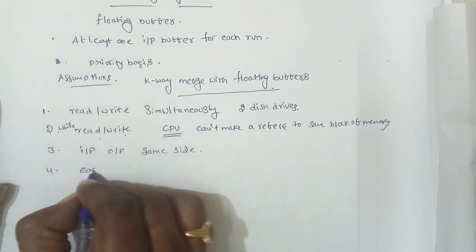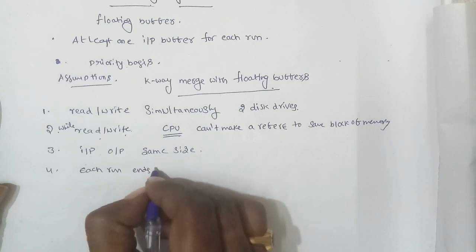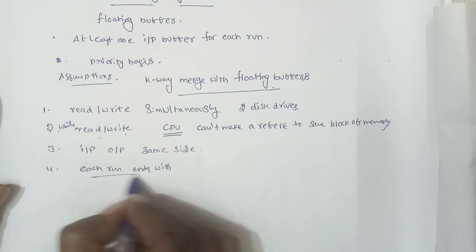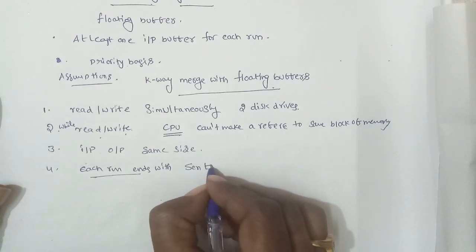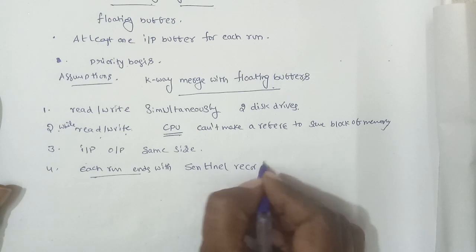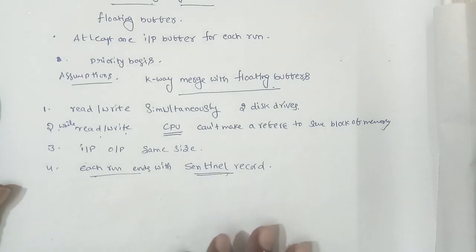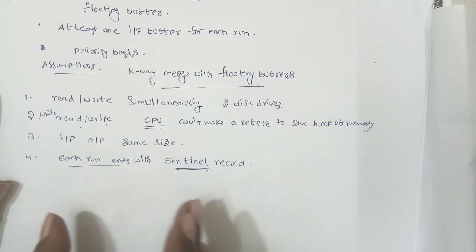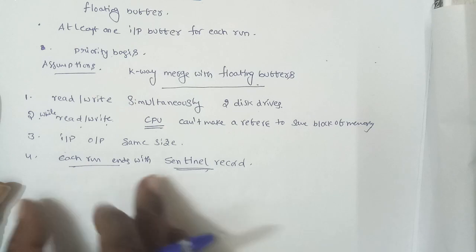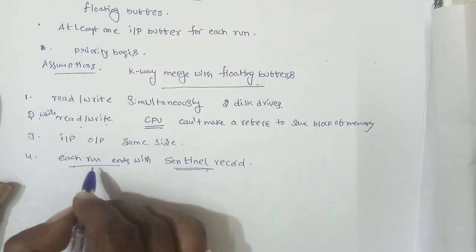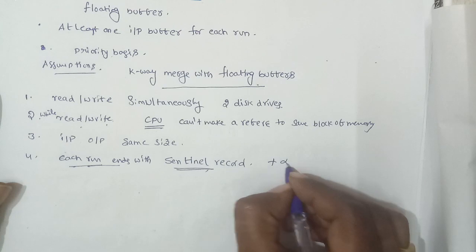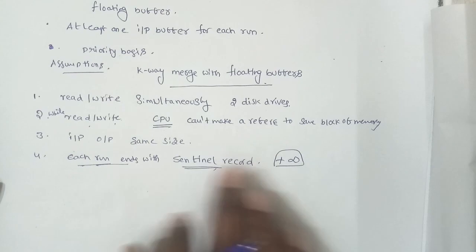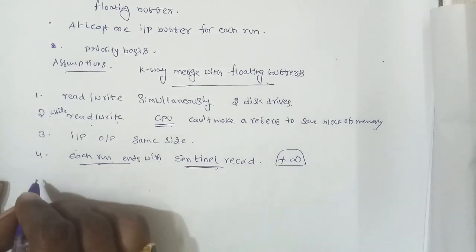Each run ends with a sentinel record. What is a run? A run is a set of elements, and we end each run with a sentinel record. What do we mean by a sentinel record? Simply a largest value, larger than all the other elements, placed at the end of the run, simply plus infinity. We will discuss this in the example.